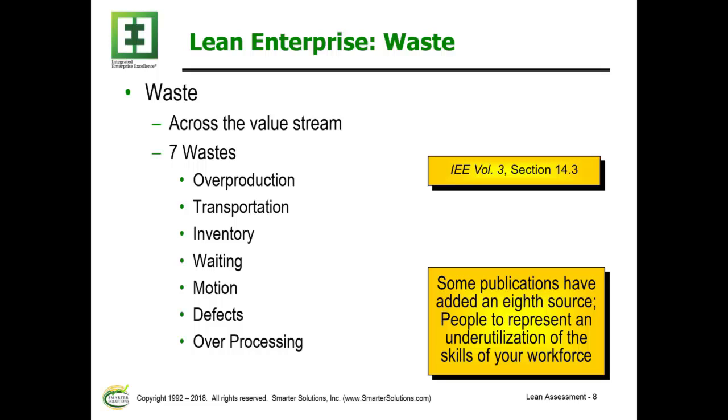So the various types of waste that you can have across the value stream are listed here. And I've gone into more details in the book on what each of these various types of waste can be associated with different forms of business. Sometimes people add an eighth waste, which is utilization of people. Maybe that's underutilized.